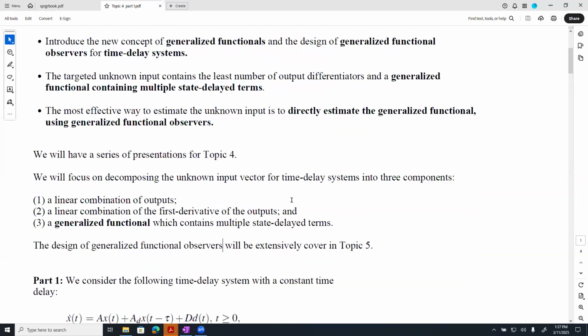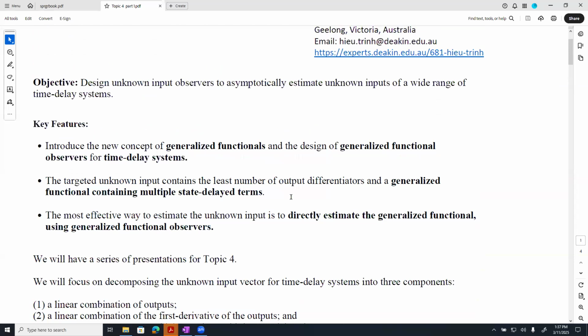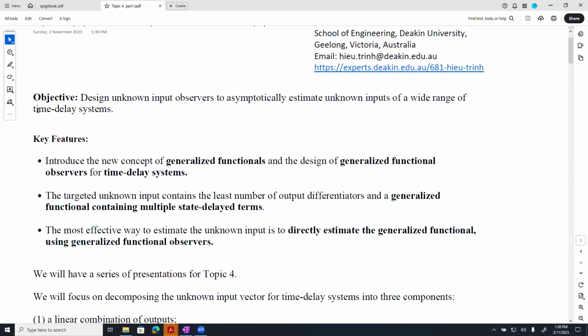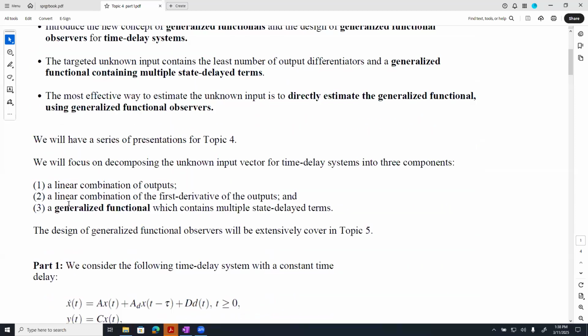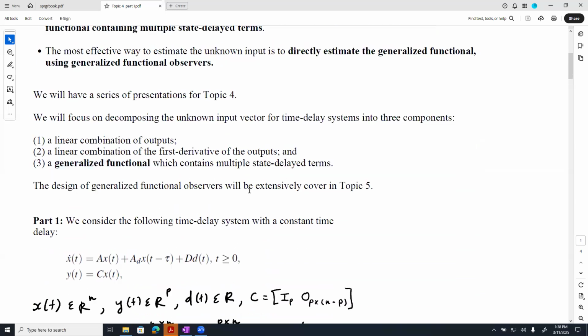So in topic 4, we're going to show that when we decompose the unknown input for a wide range of time delay systems, we inevitably will result in generalized functionals. And the need to estimate those generalized functionals directly is based on the design of generalized functional observers.